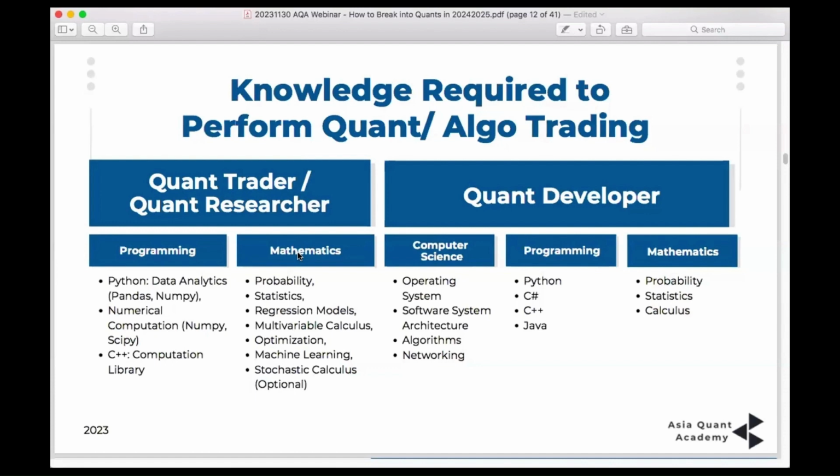At the same time, for mathematics, I won't go through the details, but we can see here probability, statistics, regression, multivariable calculus, optimization, machine learning, all those common topics that an engineering or science student will take. These are the foundations, the bread and butter of their day-to-day work. Stochastic calculus, personally speaking, is totally optional and very difficult, so it's up to you. Finally, for quant developer, as I mentioned, it's more software engineering inclined, but at the same time they need good mathematics in order to understand what the quant trader and researcher know and to implement their ideas. On top of the math, they need a good CS foundation and different programming languages, and the ones I list here are the most important topics, I would say, and also the most important programming languages that the industry mostly uses.